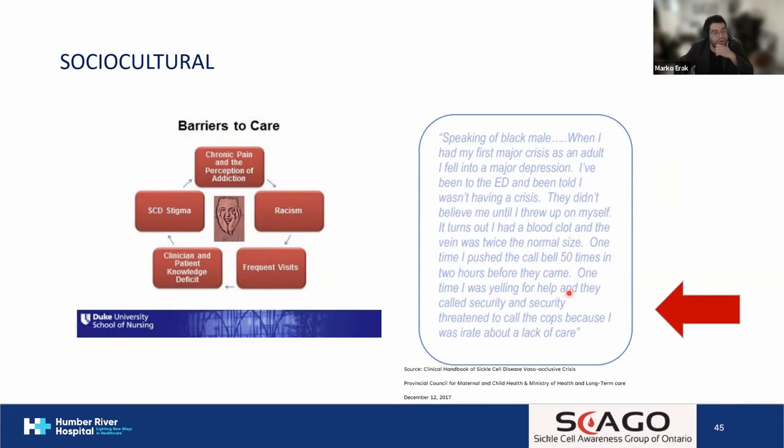"One time I was yelling for help. They called security, and security threatened to call cops because I was irate about a lack of care." Now, can you imagine not giving pain medication to an individual who has an ischemic leg, a leg that doesn't have blood flow, that you can see is going white or black, and then threatening them with the cops because they're yelling in pain? In no other disease in healthcare is this acceptable. So this is the unfortunate roadblock to good treatment of sickle cell disease related pain.